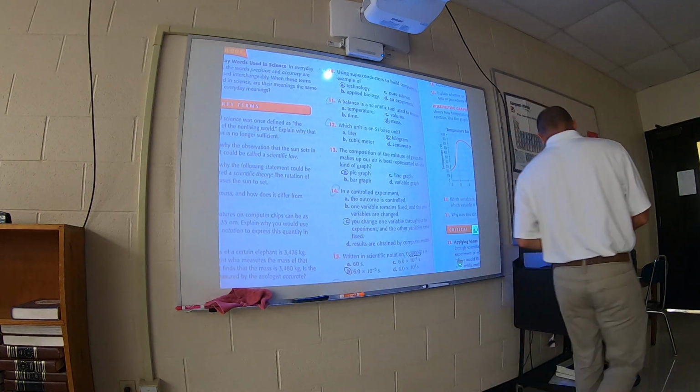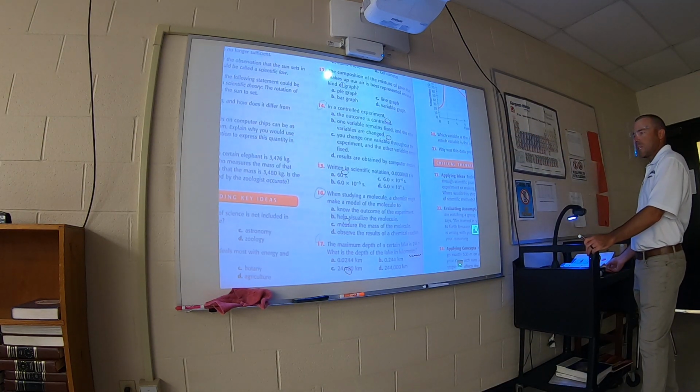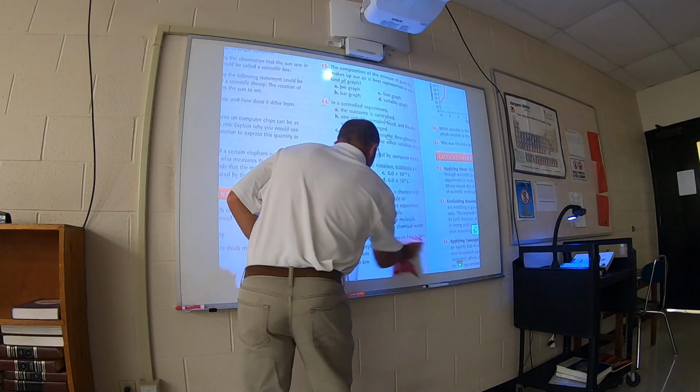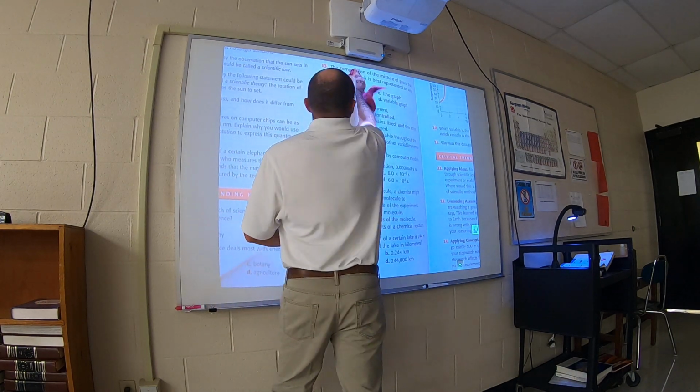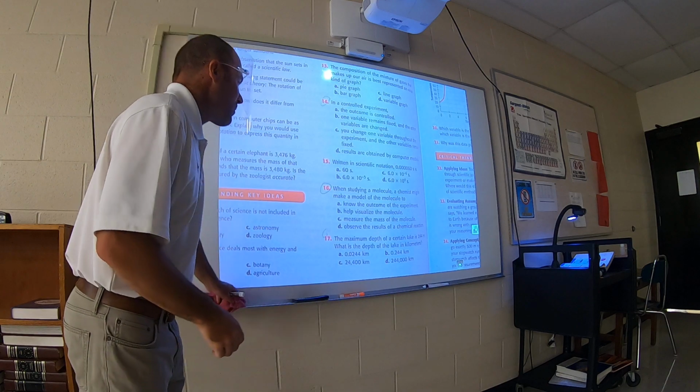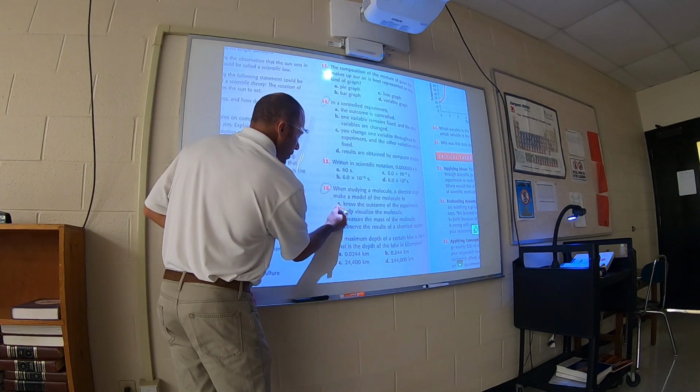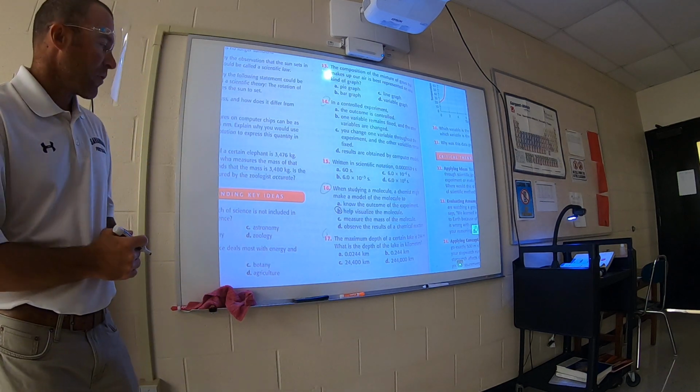Let's move it up to see, I think 16 and 17. Number 16, B. When studying a molecule, a chemist might make a model of the molecule to, somebody said B, help visualize the molecule. That's the whole purpose of a model.